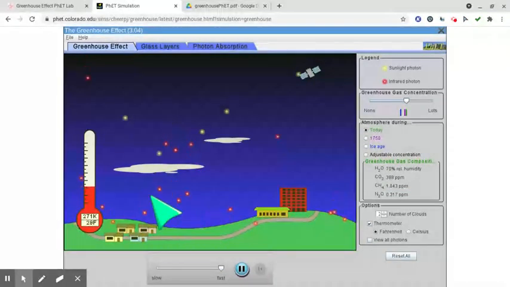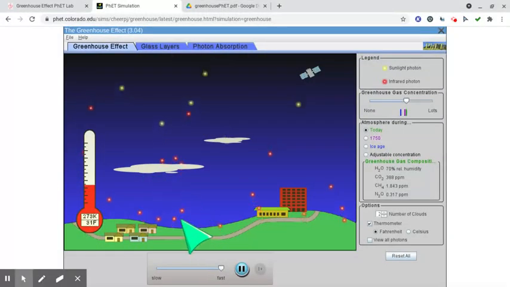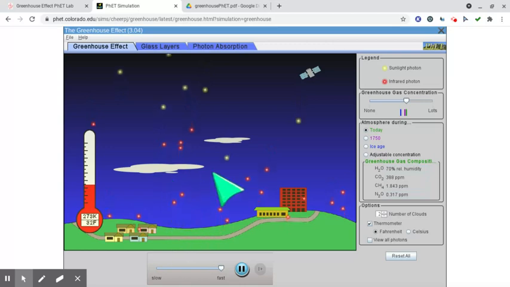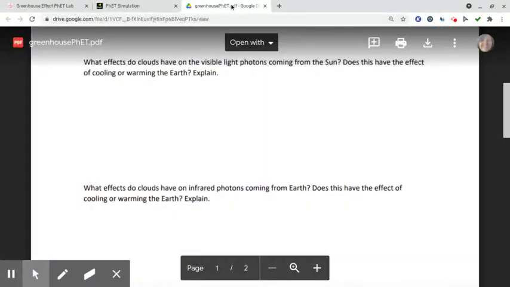That's an interesting thought when we think about clouds of pollution. Keep that one in your head for a little while. But let's go back to our questions. What effects do clouds have on visible light photons coming from the sun? So the light couldn't come in to the Earth. Does this have an effect of cooling or warming the Earth? Explain. Well, if the light can't get to the Earth, it can't warm up the Earth.